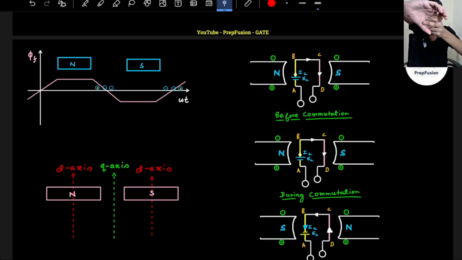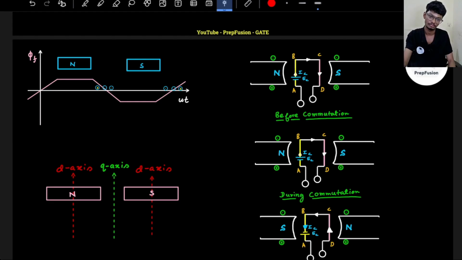These two conductors are moving, so there is an air gap here. This one is carrying, let's say, plus IC current. This will carry minus IC, because whatever is outgoing here will be incoming there. So suddenly if they flip, this one will come here and this one will come there, and the current will suddenly change. Due to the sudden change in current, a voltage will be induced, because this is a coil, it has inductance, and if the current suddenly changes, there will be an induced voltage. That basic principle we will use.